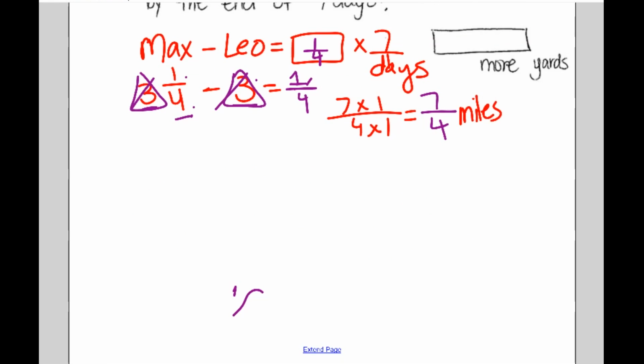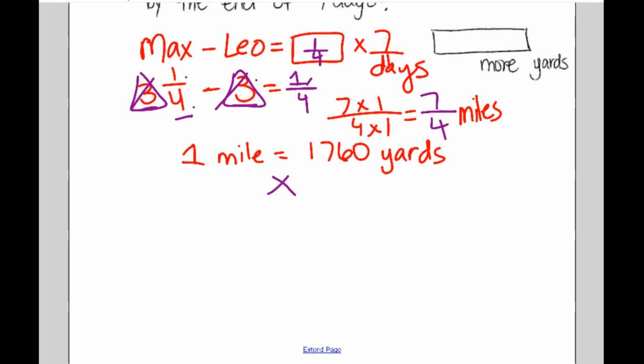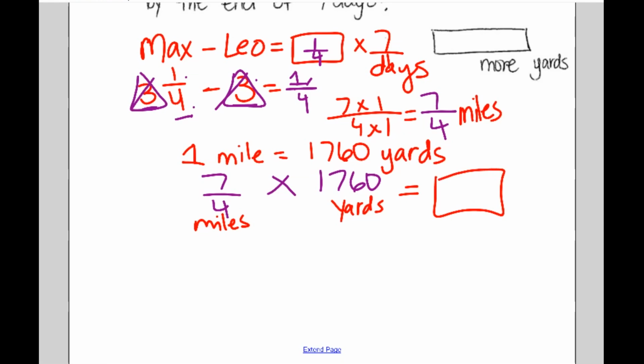What do I know about miles and yards? I know that 1 mile equals 1,760 yards. And I know I'm going from big to small, so that means I'm multiplying. So I take my 7/4 miles and I multiply them by the 1,760 yards. And that answer gives me my total yards. So this is yards, and that would be our answer that goes up there.